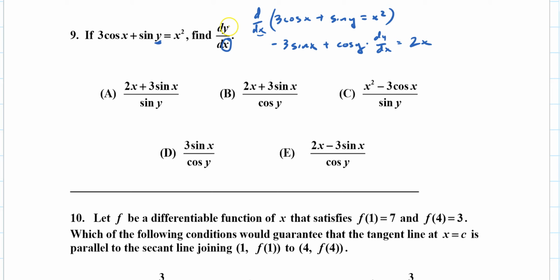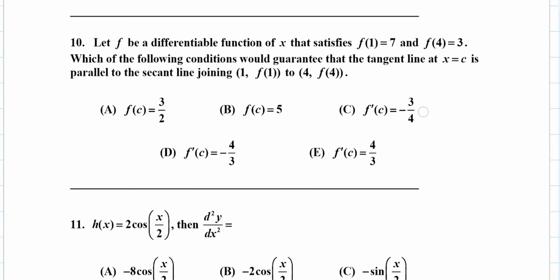And it says find dy/dx, so we're going to have to get dy/dx by itself. So we're going to add the 3 sine x to the other side, and then we're going to divide everything by the cosine of y to cancel that out. And so I'm left with dy/dx is equal to (2x plus 3 sine of x) over cosine of y. And that appears to be answer B.